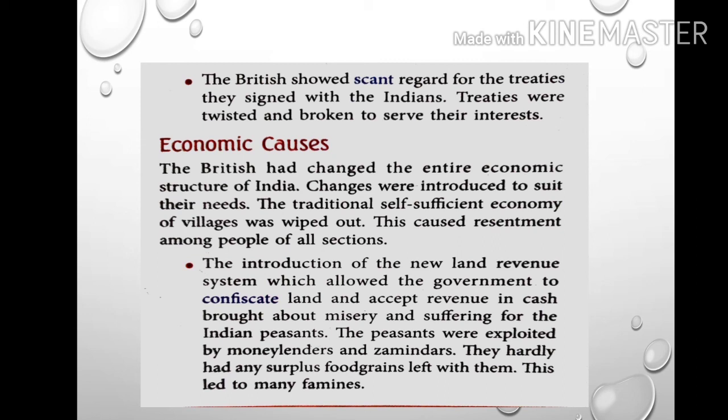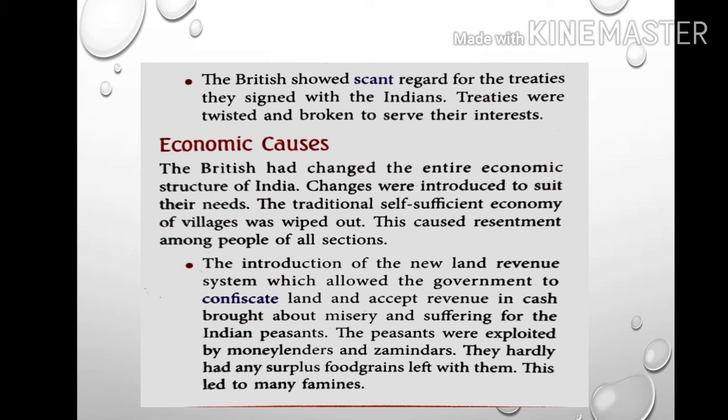Next are the economic causes. The British had changed the entire economic structure of India. Changes were introduced to suit their needs. The traditional self sufficient economy of villages was wiped out. This caused resentment among people of all sections.